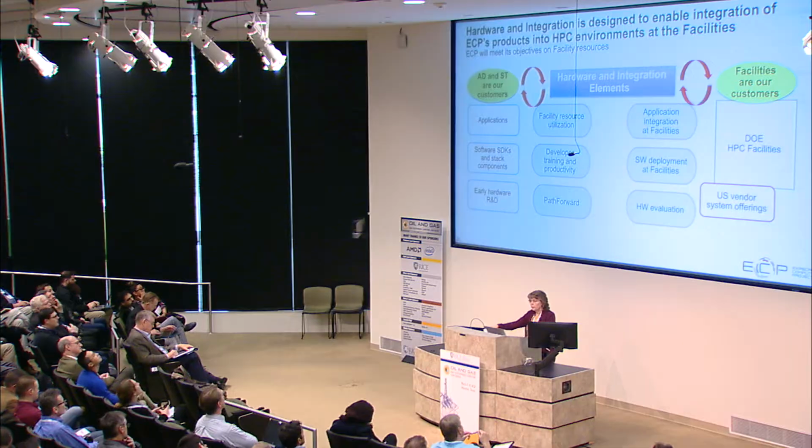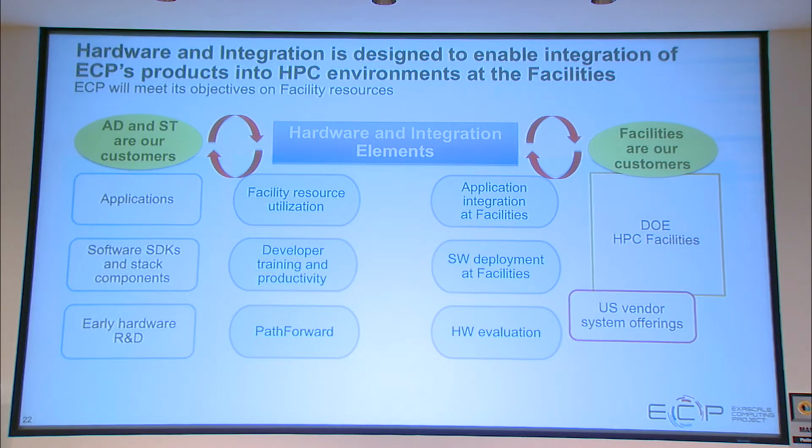So in terms of what hardware and integration is really focused on, they're focused on being the glue that links the applications and software technologies that we're developing with the facilities and the high-performance computing vendors. They've got a number of activities with application performance engineers that are focused on trying to make sure our applications really sing on those machines. What's the deployment model for the software technologies that I'll be talking about in a moment? How can they help us manage the resources that the facilities are making available to us?